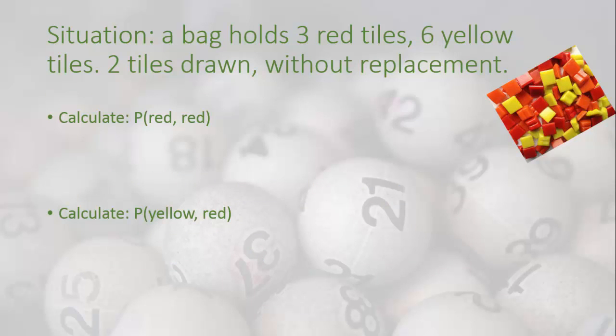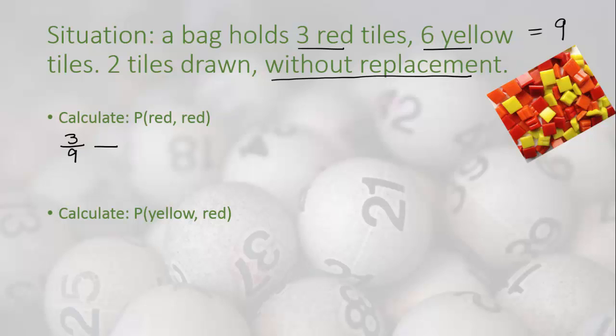Here's a situation where you've got a bag of tiles. 3 are red and 6 are yellow. So that's 9 tiles in the bag. 2 tiles are drawn without replacement. So that means you draw the first tile, you set it aside before you draw the second tile. Here's how it affects the probability. If you remember the slot method we talked about before, the probability of pulling out red the first time is just 3 out of 9, right? Because there's 3 red tiles in the bag.